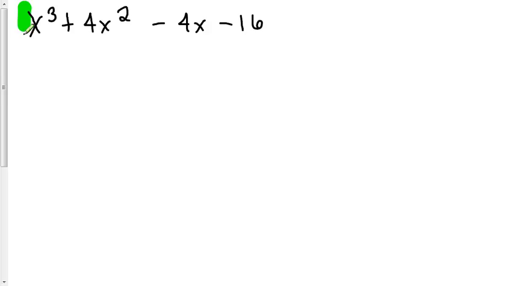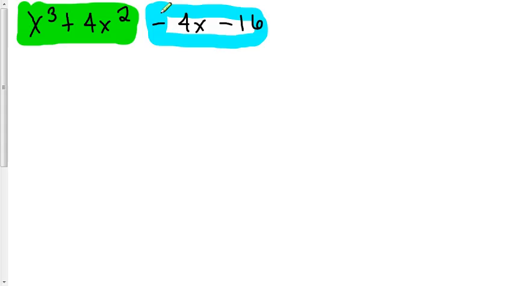My first group is x cubed plus 4x squared. And my second group is negative 4x minus 16. Once I form my two groups, I go ahead and factor each group separately. So my first group, x cubed plus 4x squared, the coefficient for x cubed is understood to be a 1, since there is only one x cubed.